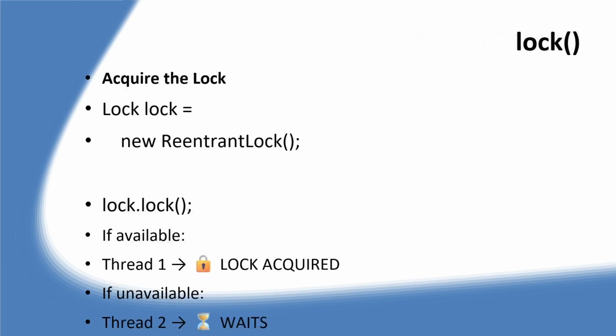The lock method acquires the lock. If the lock is available, the current thread acquires it and continues. So suppose we have a lock and some thread is trying to acquire it. If the lock is available, the current thread will acquire this lock and continue. And if another thread already owns this lock, the current thread will wait until this lock becomes available.